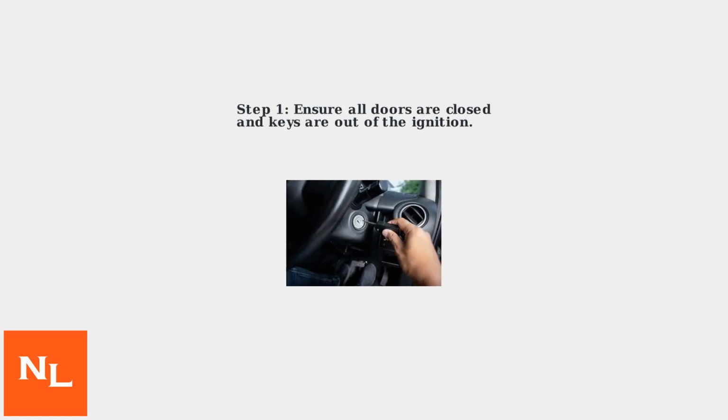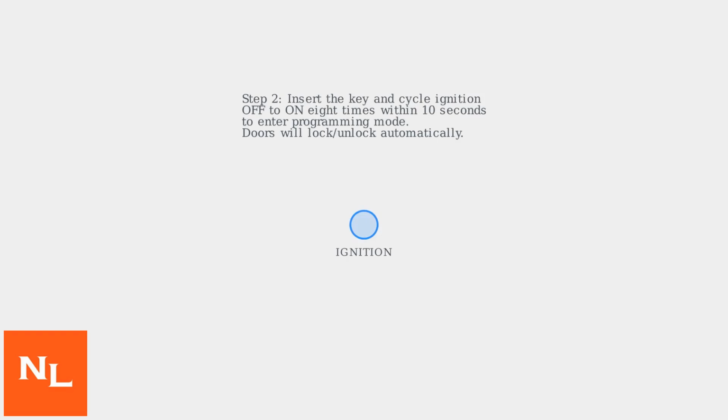Begin the step-by-step programming procedure for your 1998-2003 Ford Escort key fob. Step 1. Ensure all doors are closed and keys are out of the ignition. Step 2. Insert the key and quickly cycle the ignition from off to on, not start, 8 times within 10 seconds. This enters programming mode, and the doors should lock and unlock automatically.